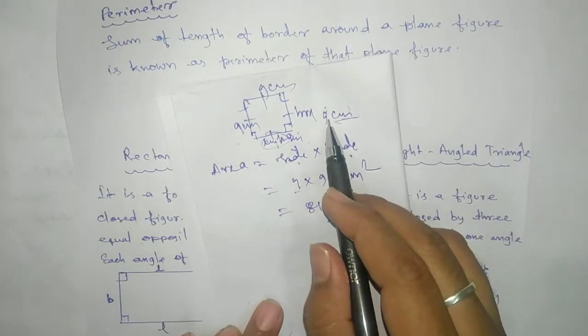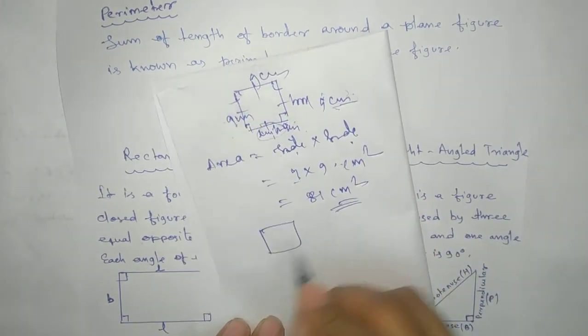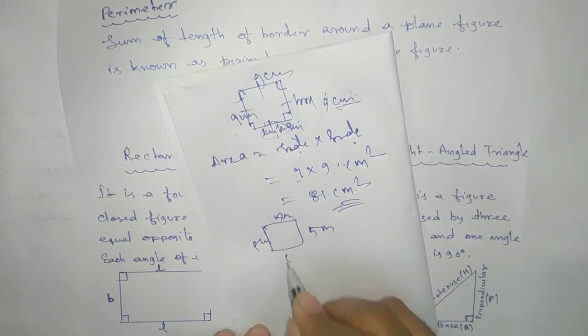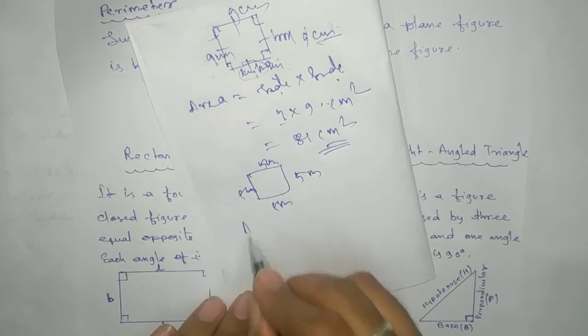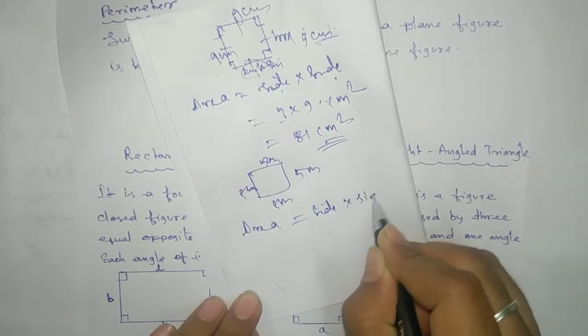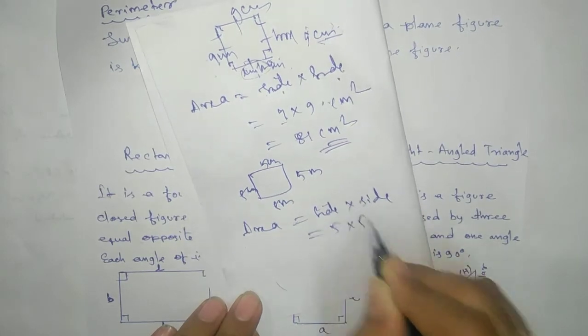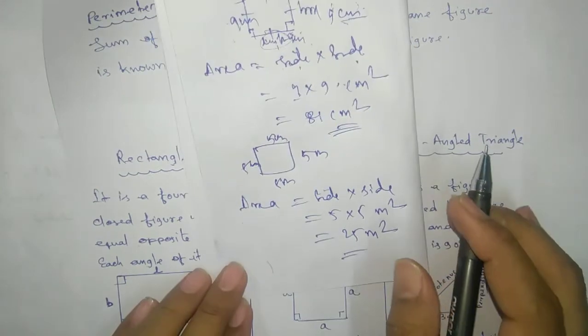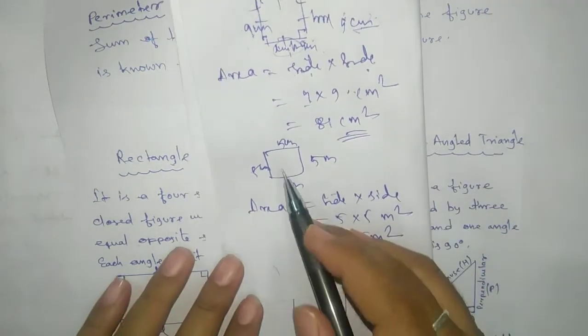If it is meter, like if we take a square and write 5 meter, 5 meter, 5 meter, 5 meter, then the area for this one will be side into side. That means 5 into 5 meter square, that is 25 meter square. This will be your area for the square.